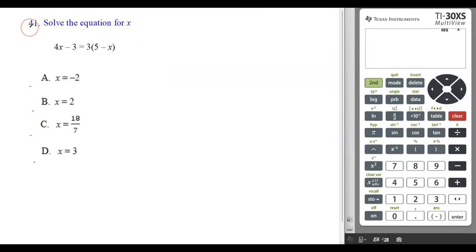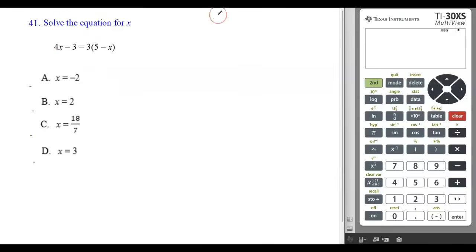Question 41. Solve the equation here for x. If you're good at algebra, go ahead and solve this. But if you're struggling with this, just use your answer choices, because one of these has to be the correct answer. So what I'm going to do is start with answer choice A. I'm going to plug in -2 for x here and -2 for x here and see if I get out the same thing. So watch how I go about this.